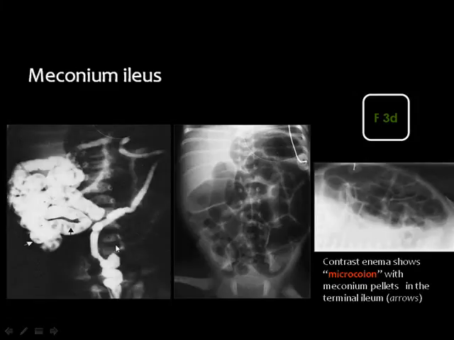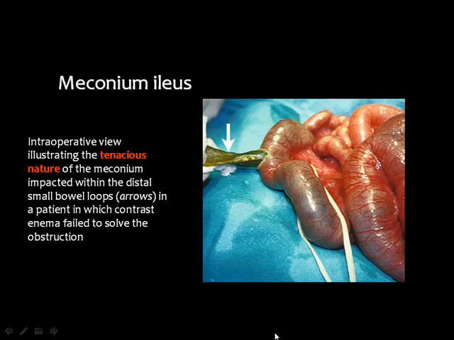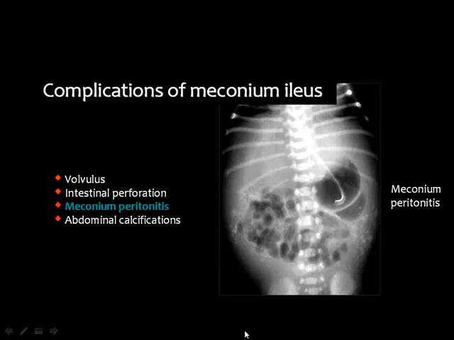But injecting barium, you can see the filling defects of meconium inside the terminal ileum and the collapsed unused colon distal to this side. Then this is a surgical specimen showing the tenacious appearance of the meconium itself, and this meconium may indicate surgical intervention to evacuate this particular material.